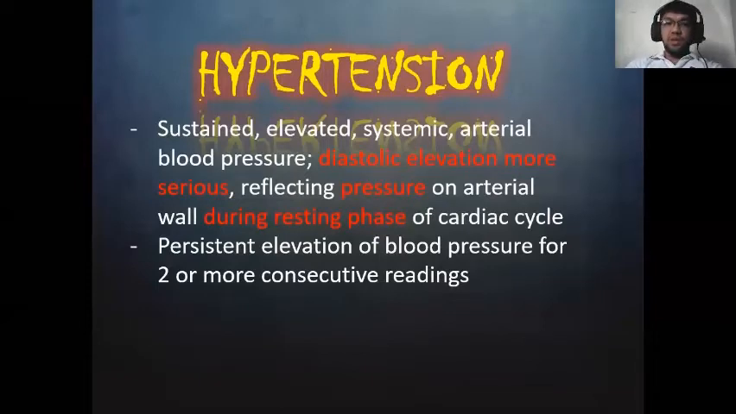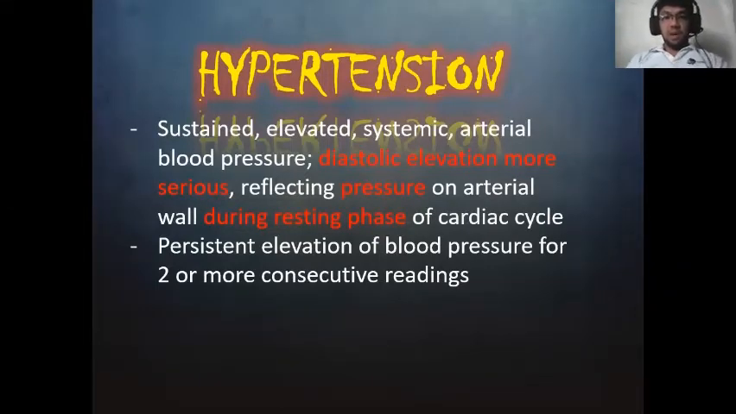Hypertension is a sustained elevated systemic arterial pressure. So diastolic elevation is more serious. So we reflect here on the pressure on the arterial wall during the resting phase of the cardiac cycle. And there is a persistent elevation of blood pressure for two or more consecutive readings.